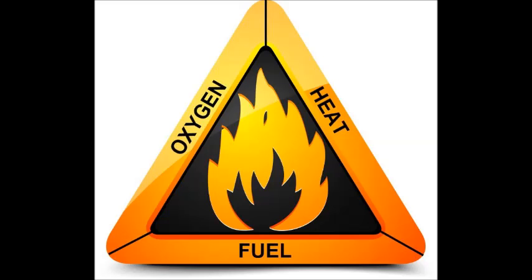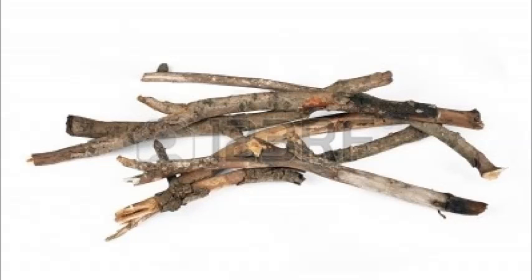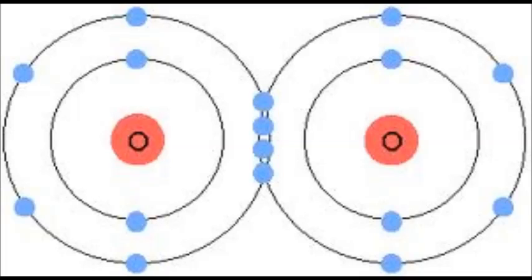To ignite a fire, three things are needed: heat, fuel, and an oxidizing agent. In this case, the heat was provided by the friction of rubbing two sticks together, the fuel was the wooden branches gathered, and the oxidizing agent was, of course, oxygen.